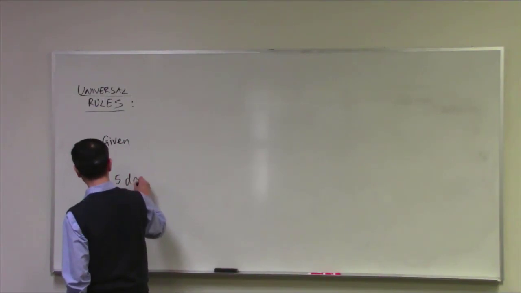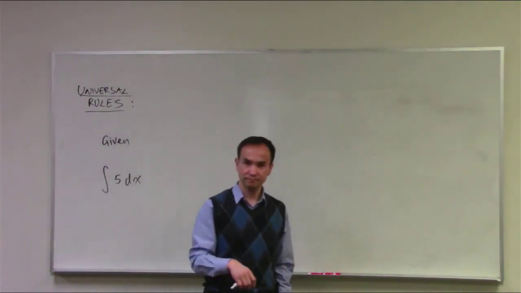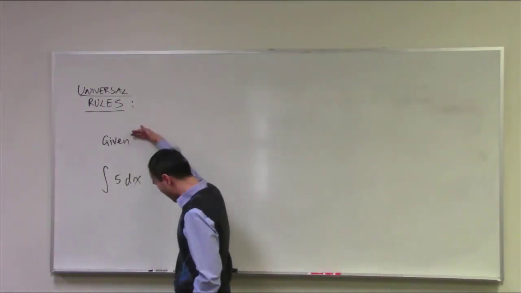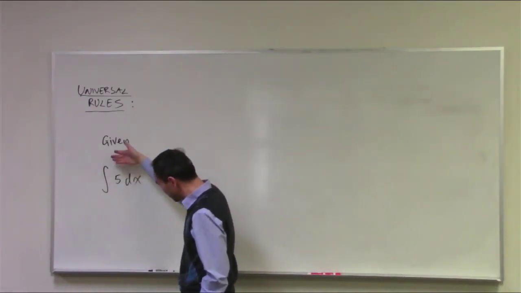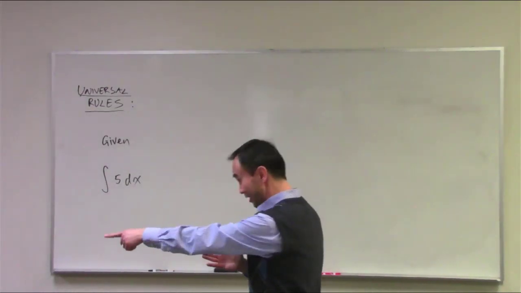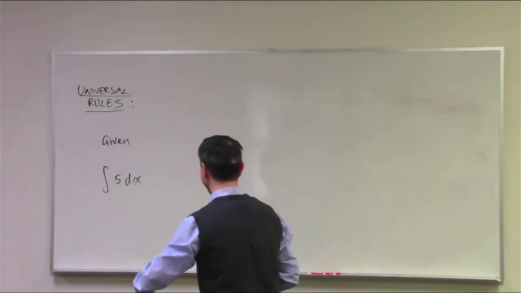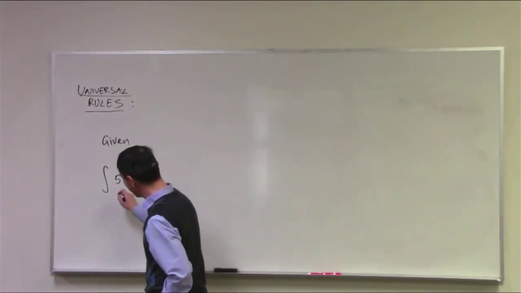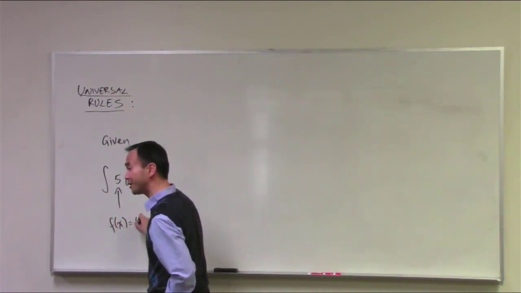5 dx. What is this telling you as an instruction? This is a problem, right? You're given that problem, but what is it telling you as an instruction? Find the antiderivative of 5, there you go, with respect to x. So in the way you're reading this notation, you understand that your function here is a constant function. You guys following?